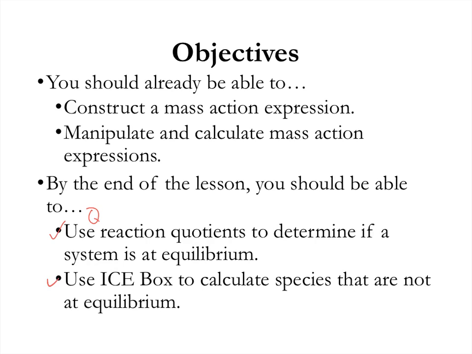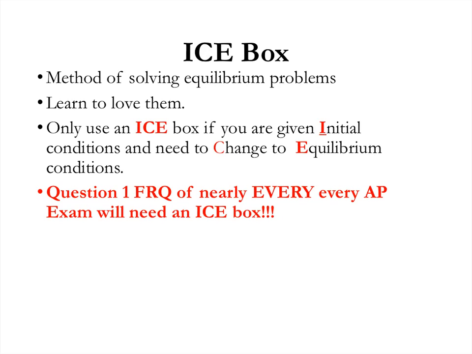By the end of this lesson, you will be able to use an ICE box to calculate species that are not at equilibrium and convert them into equilibrium concentrations. This method of problem solving is going to be useful in all aspects of equilibrium calculations. It's extremely useful. It's pretty much universally known in chemistry courses as an effective problem solving technique. You will be using this skill if you're given initial concentrations and you need to change them to equilibrium concentrations. That's where you get this handy dandy acronym.